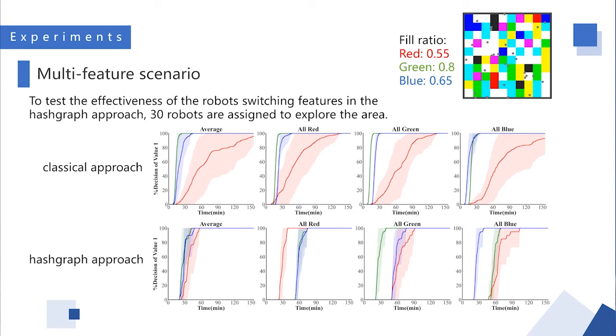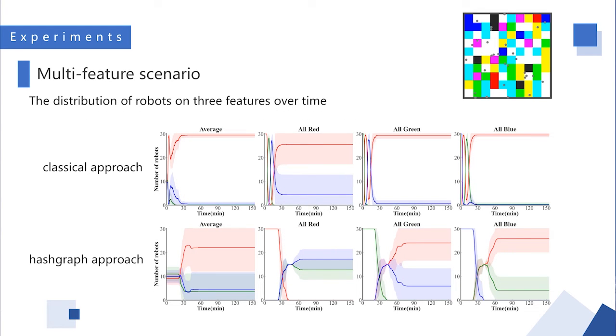In the multi-feature scenario, we set the three features to red, green, and blue. There are 4 different initial distributions: equally distributed, and all distributed to one of the 3 features. Comparing the curves, we can see the robots in the Hashgraph approach start to make decisions at a relatively later time, but finally they reach consensuses on all of the 3 features in 120 minutes. While the robots in the classical approach can't even reach an agreement in 150 minutes.